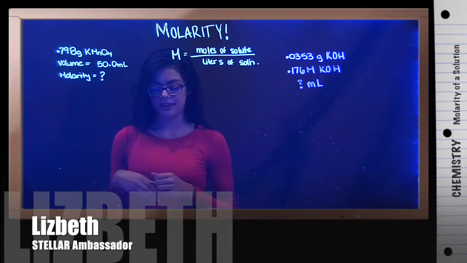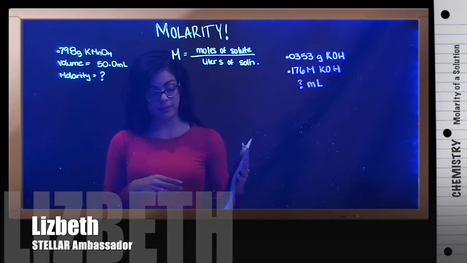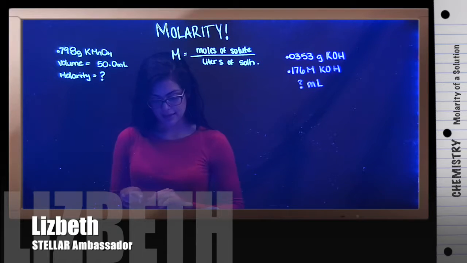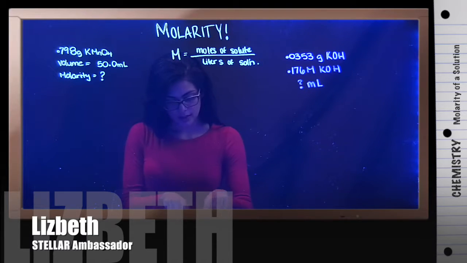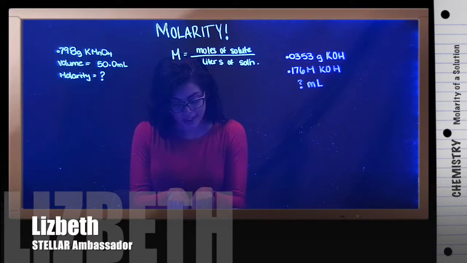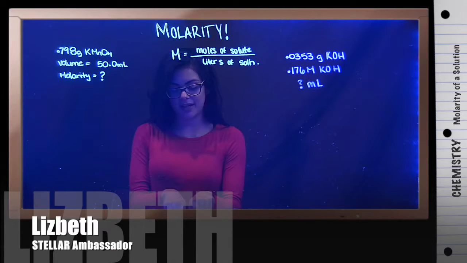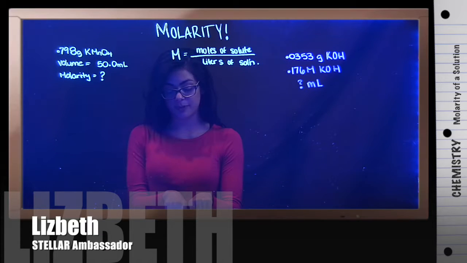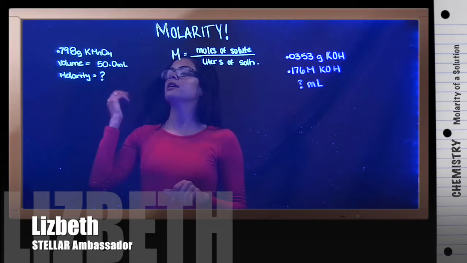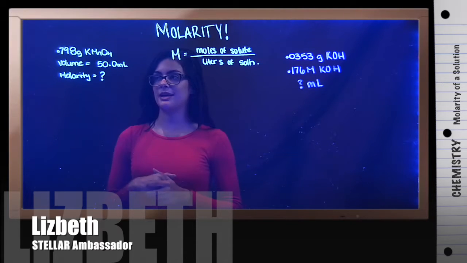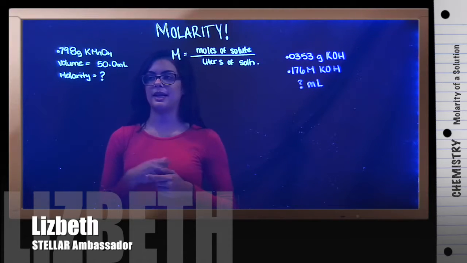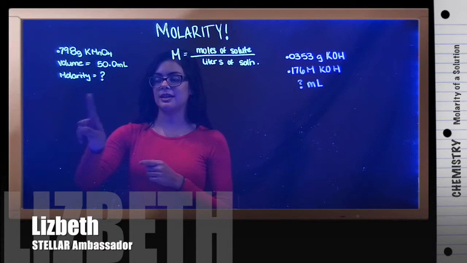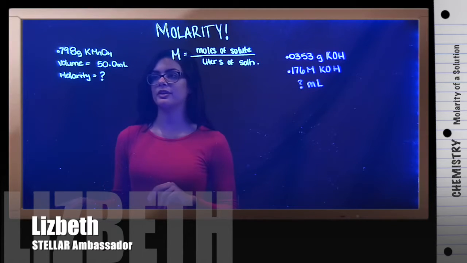So this problem is actually number 69 in the Ebbing and Gamble book, and it says an aqueous solution is made from 0.798 grams of potassium permanganate. If the volume of the solution is 50 milliliters, what is the molarity of potassium permanganate in the solution? So here I just wrote down what was given to us. They gave us the grams of potassium permanganate, they gave us the volume in milliliters, and they're trying to ask us how to find the molarity.